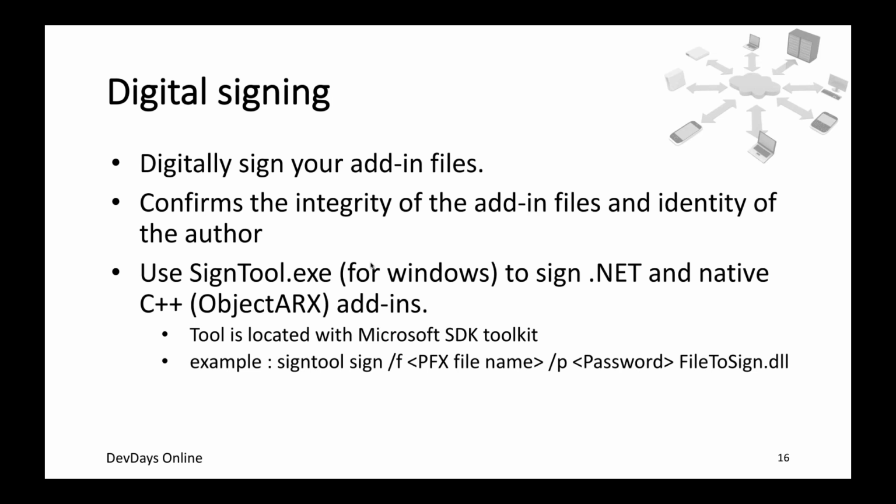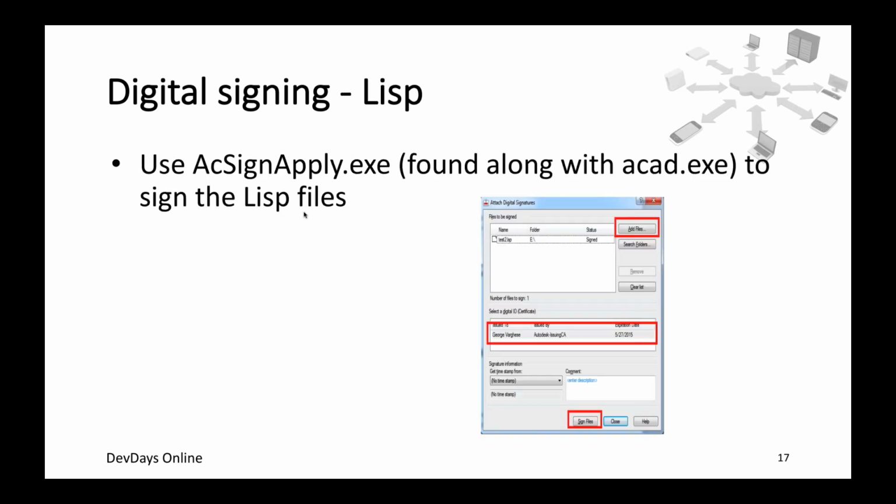So we have this signtool.exe that you can use to digitally sign .NET and native C++ add-ins. And we also have, in the AutoCAD installation folder, a digital signing tool for Lisp as well. So you need to buy your own digital certificate and use one of those tools to sign your DLLs.